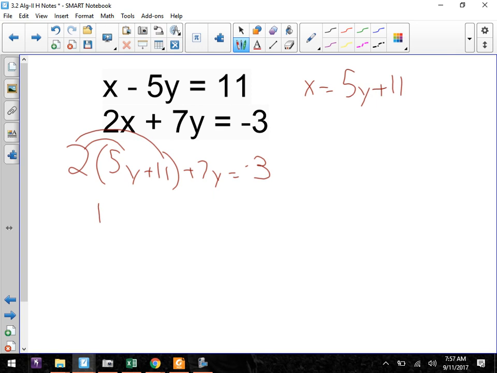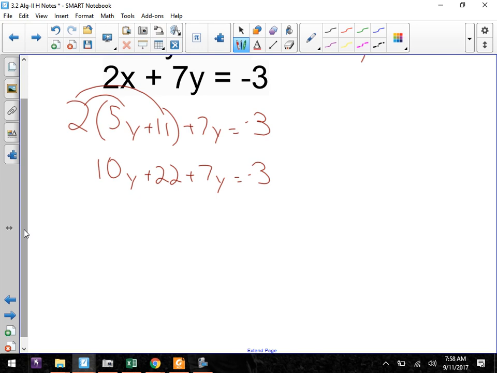Distribute through. So far, so good? Okay. Combine like terms. Subtract the 22 over, we get negative, what is that, 25? Okay. 5 by 17. Well, that's a crummy looking fraction. Now, is it okay that you get a crummy fraction?